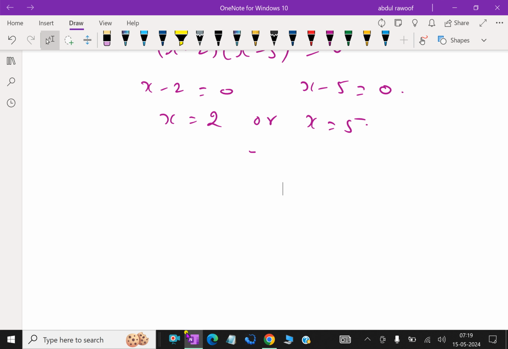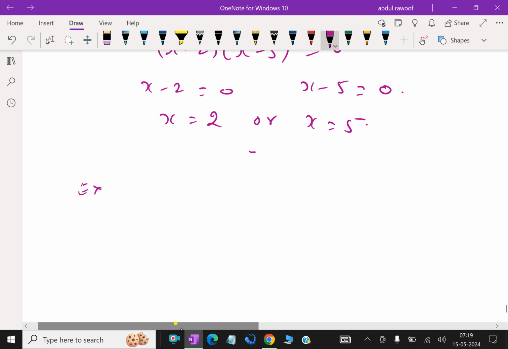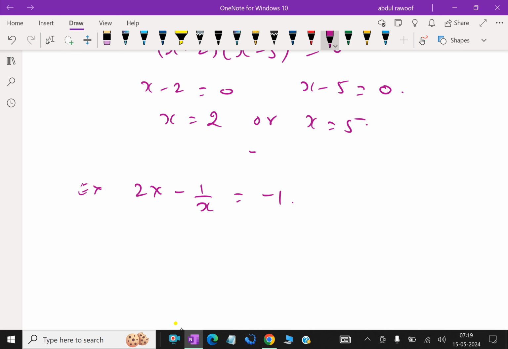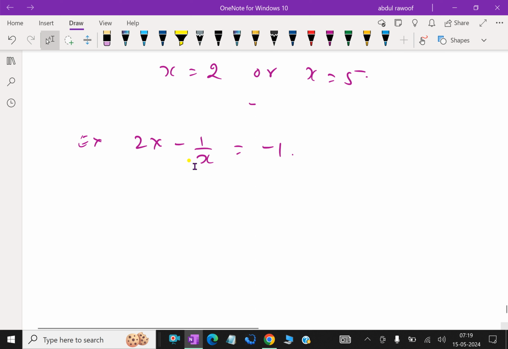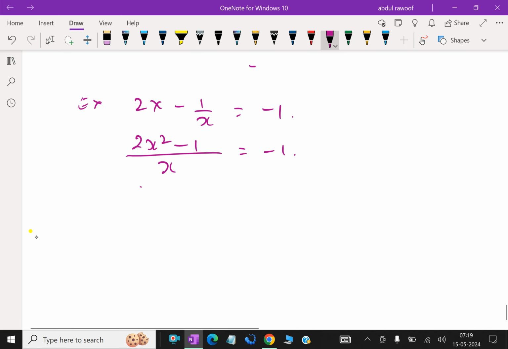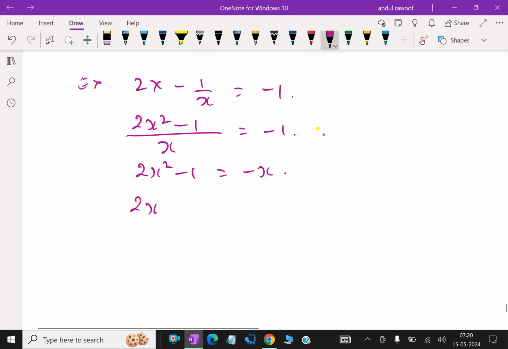More example. 2x minus 1 over x equal to minus 1. Look at here. Here, x is the common LCM, so take out x, then cross multiply: 2x into x is 2x squared minus 1, and then 2x squared minus 1 equal to minus 1 into x, which is minus x. Collecting one side, 2x squared plus x minus 1 equal to 0.